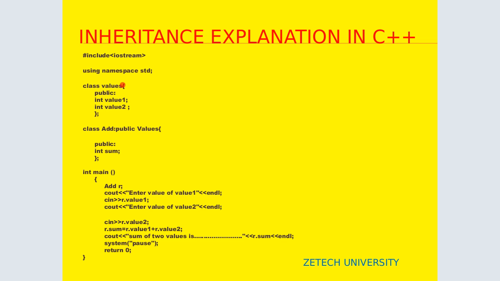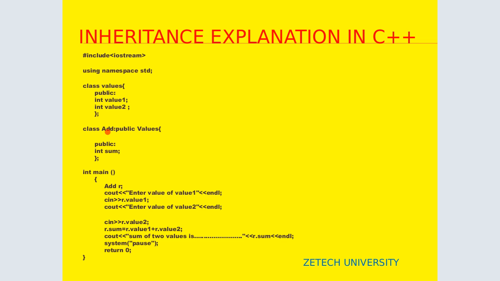A class must also have an opening curly bracket and a closing curly bracket with a semicolon, which I'll explain later. So in this class we have what we call variables. Now we have variable 1 and variable 2, which are actually integers in the public section of that class. Don't worry, I'll explain. So this becomes a superclass. So class add, which comes after the class value, is a subclass.